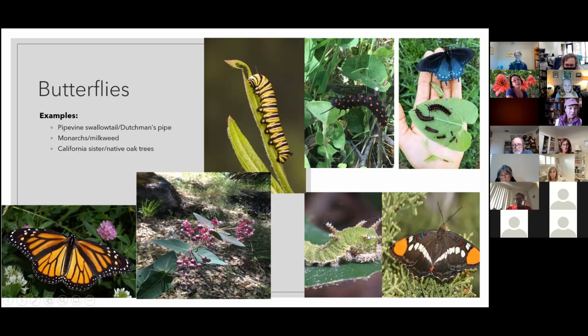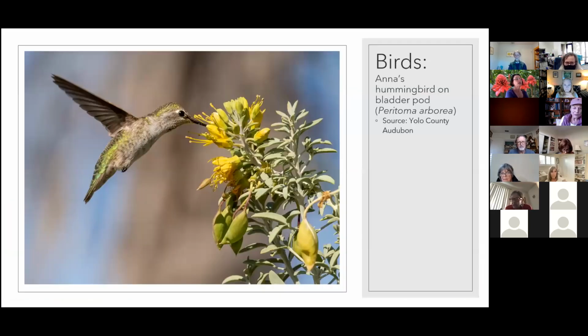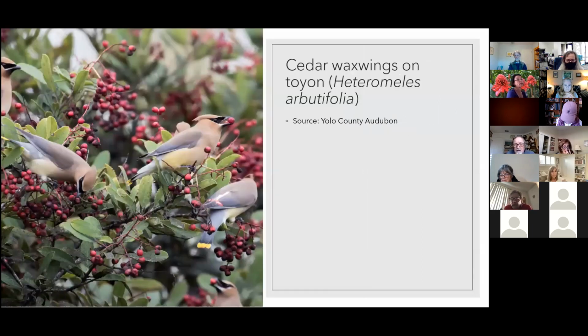And then on the bottom right here, we have the California sister caterpillar and butterfly, and those are not exclusive to one plant, but they are on native oak trees. So if you have native oak trees in your yard, or nearby, you can expect to see those California sisters. The same goes true for birds. So this is a native hummingbird feeding on a bladderpod, which is a native plant, and these are images from the Yolo County Audubon. So right here from our Native Audubon Society, or a cedar waxwing on a toyon or Heteromeles on native plants. So just again, attracting native wildlife with native plants to your yard.